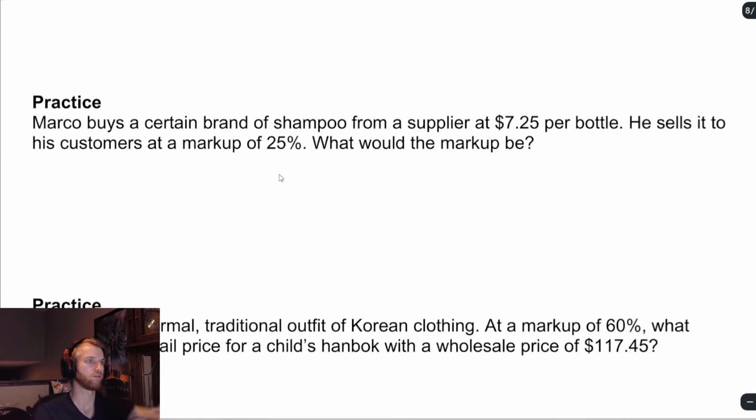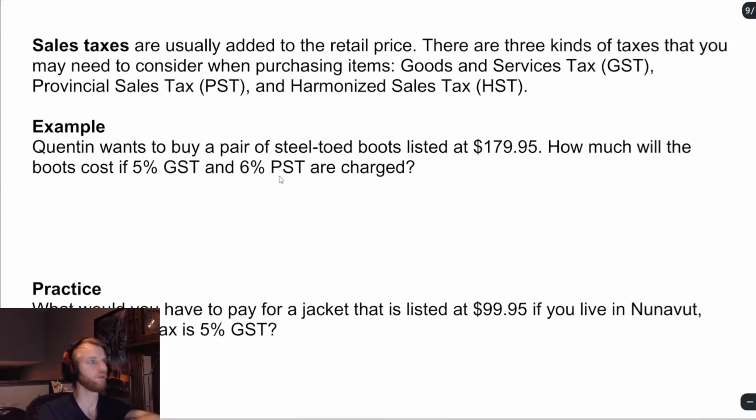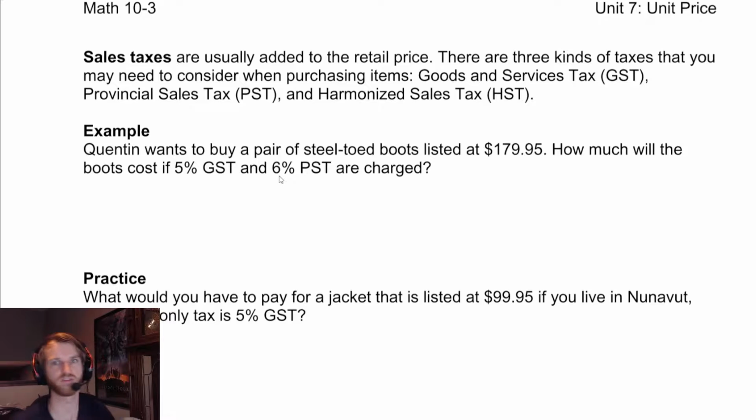Now, these other questions are just further examples of those. So the last type of problem that we're going to talk about in this lesson is sales tax. So this was again similar to what we were doing before when we were doing our income unit, but sales taxes are something that you add on to the retail price, right? So when you go to the store, we're all used to this. You buy something for $100, but then you actually get charged a couple extra dollars for taxes.